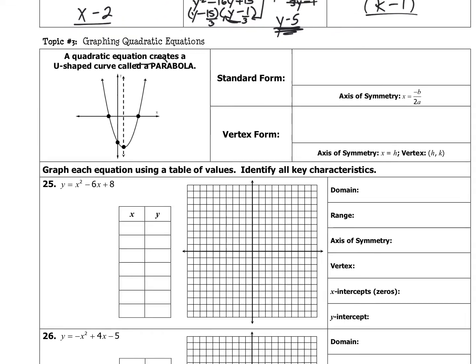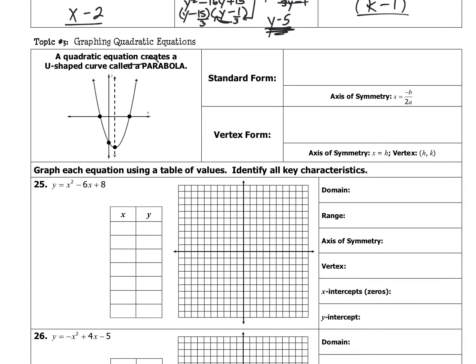All right. Moving on, topic 3, standard form. Standard form is y equals, this is quadratics, okay? Also what we've been dealing with in trinomials, but now we're looking at equations. y equals ax squared plus bx plus c. When we're graphing quadratics in standard form, the first thing we do is calculate the axis of symmetry, which is also the x value of the vertex.